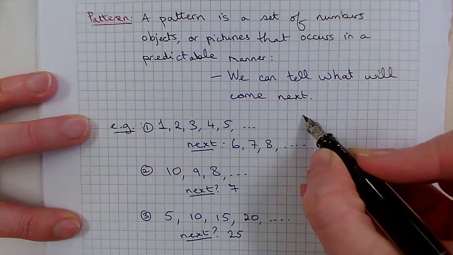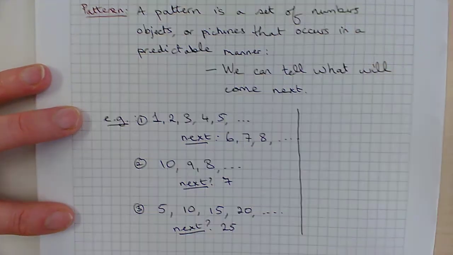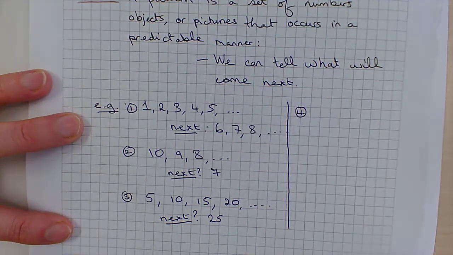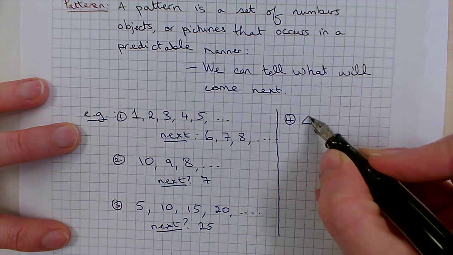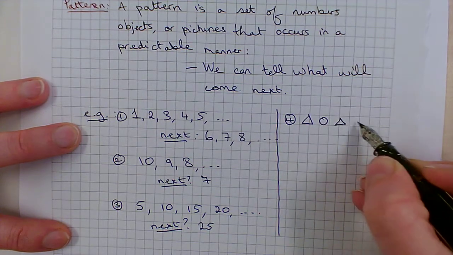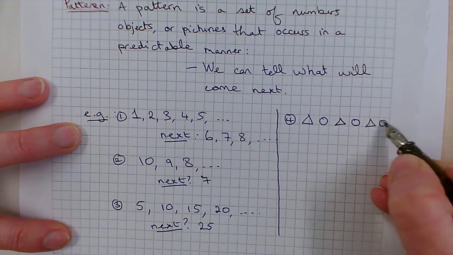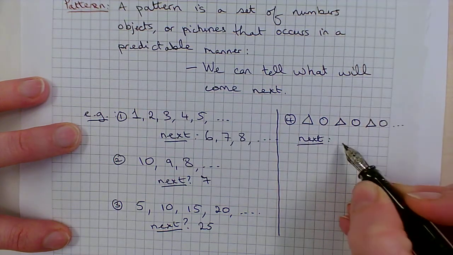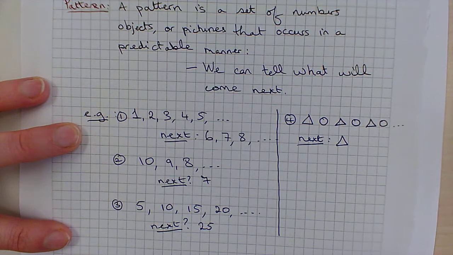This is something that humans are very good at. We're very good at pattern matching. Patterns don't have to be numerical. What if I had triangle, circle, triangle, circle, triangle, circle? What comes next? Well, after every circle I should have a triangle. Okay, so that's the idea of a pattern.